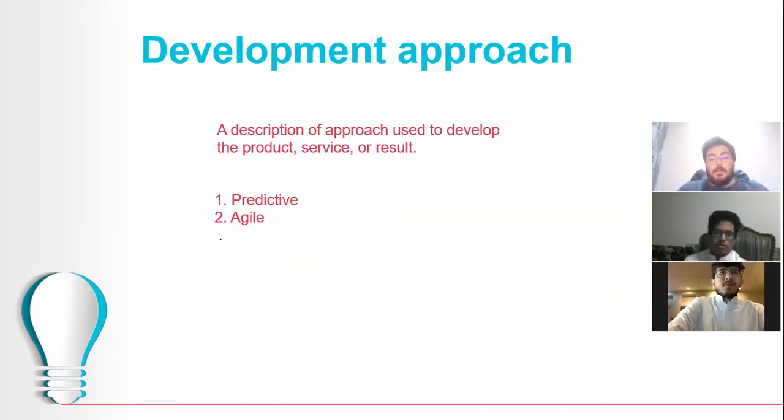I'm going to talk about the development approach. The development approach is a description of the approach used to develop the product, service, or result. In every project, there is a goal or an end phase of the project, that is a product, service, or result. The way that we are going to achieve this last phase is called the development approach. There are 2 ways, predictive and agile.